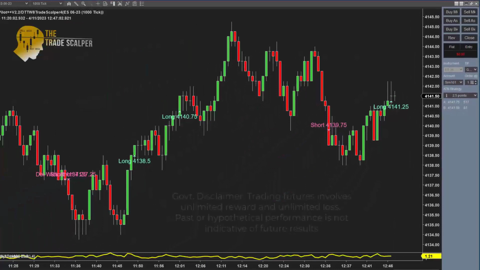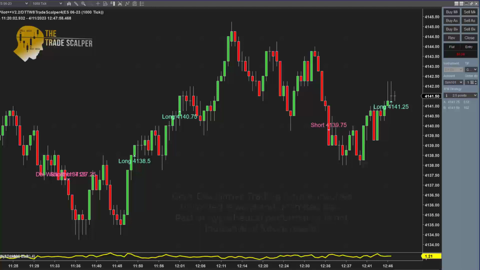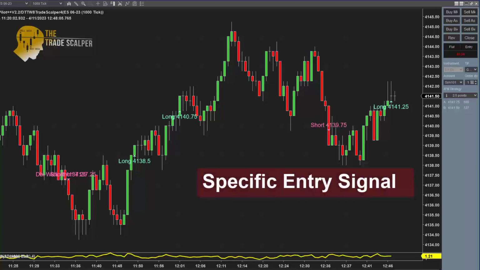Now, before we begin, remember that trading is risky. Please don't trade with funds you cannot afford to lose. There are risks involved with trading. So when you look at trading a method like the Trade Scalper, you have to incorporate an actual entry. So the signals are the entries to go as a buyer or as a seller into the market.